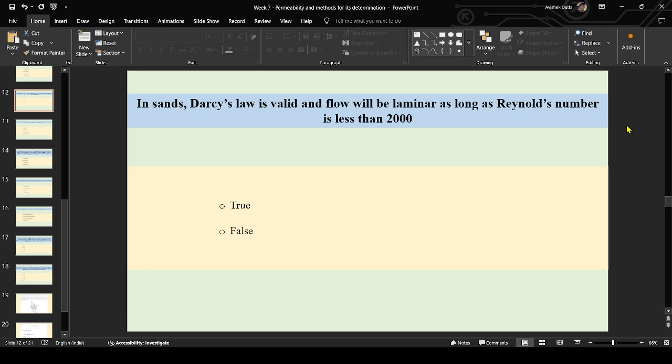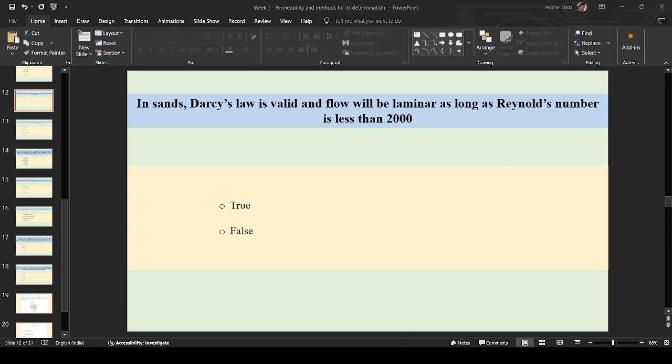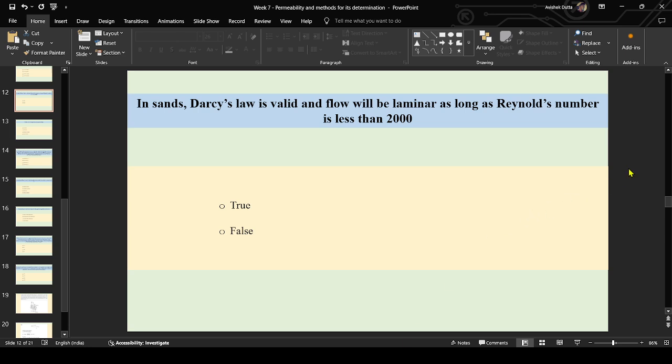I repeat the statement. In sands, Darcy's law is valid and flow will be laminar as long as Reynolds number is less than 2000. Is this statement true or false? Okay, so next question.